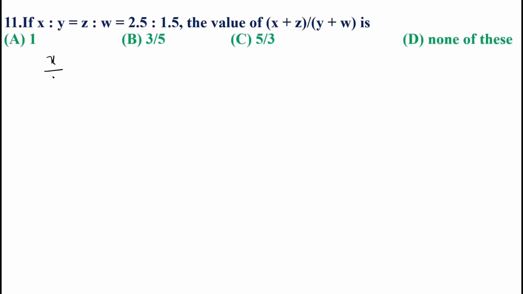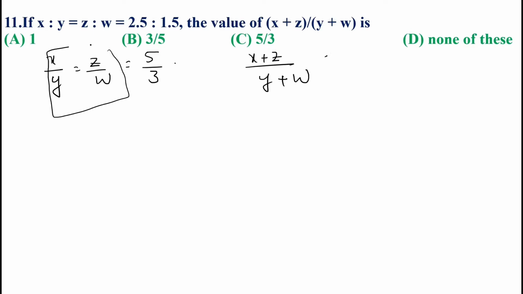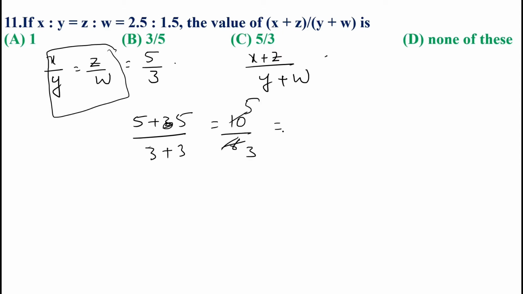They have given x by y is equal to z by w, that is equal to 2.5 by 1.5, means 5 by 3. Then the value of (x plus z) by (y plus w). I need to calculate the sum of antecedents by the sum of consequents. Directly we can take x as 5. So 5 plus 5, 3 plus 3, so 10 by 6. That is 2 fives are 10, 2 threes are 6. So the answer is 5 by 3. So the option is option C.